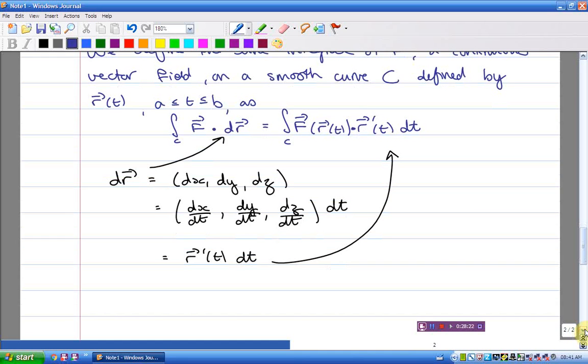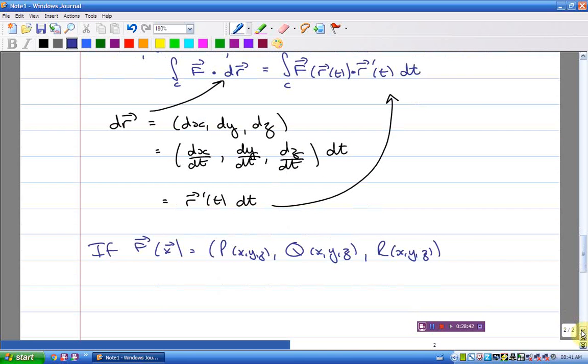What we normally see is something like this. So we normally have big F being a function of P, Q, and R. And so then the line integral of F dotted with dr is, we can take that vector PQR and we can dot it with the vector dx, dy, dz, and we get this.